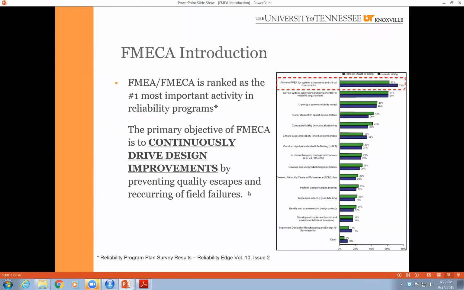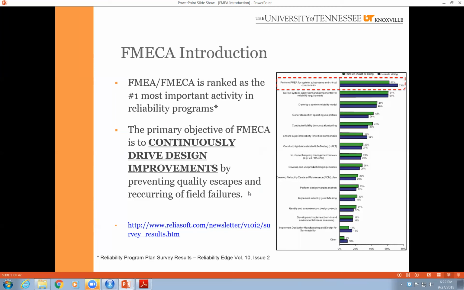I think this has been distributed. Okay, so people have a link anyway. Hopefully that link still works. One of our reliability consulting companies did a survey a few years back asking reliability engineers and companies what is the most important tool they use for reliability. FMEA basically is one of the most important ones based on the feedback they got.